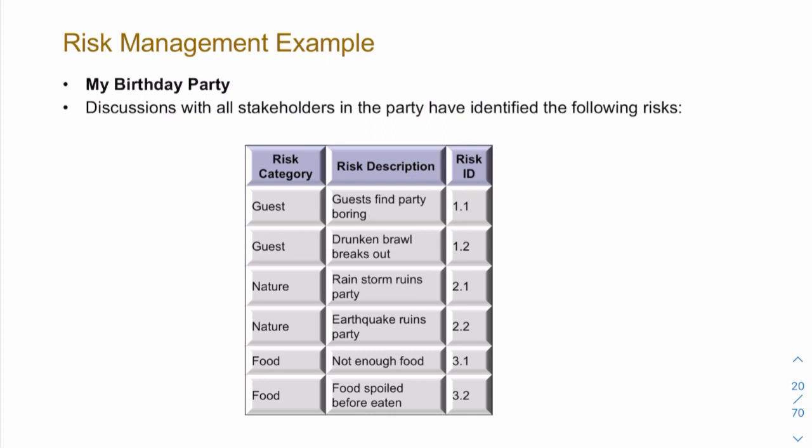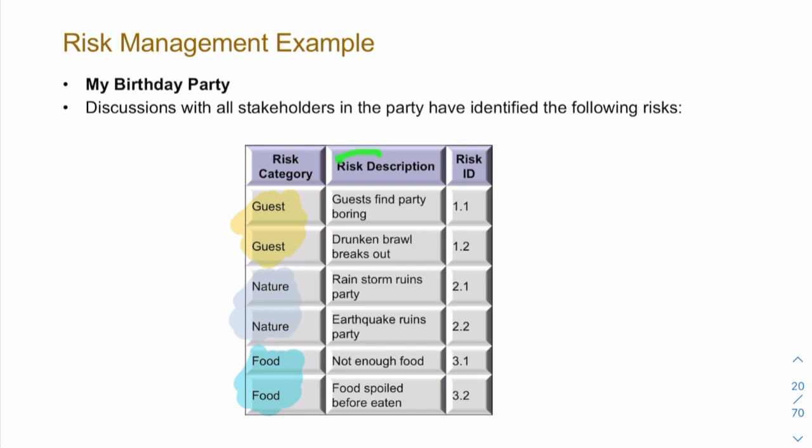So if we just try to narrow it down to some very simple risk identification tasks, let's look at different categories. If we take category A as the guests, category B as Mother Nature, and category C as the food. Okay, we can probably go on and on and on, but let's just look at that simple example. So look at my columns: risk category, risk description, and risk ID. Risk ID is just a number, okay? But we're going to need these numbers if we're going to do any analysis.